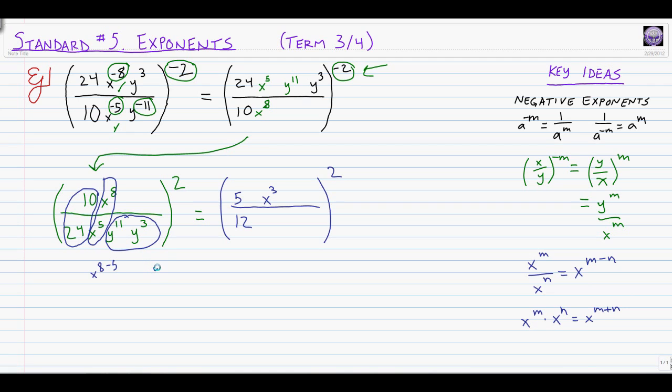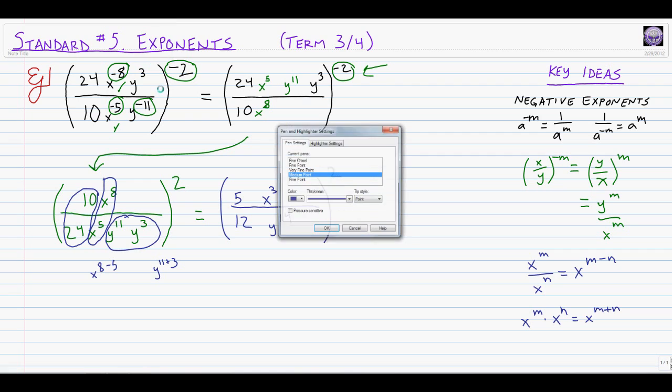Down here, y to the 11th times y to the 3rd is y to the 11 plus 3, which is y to the 14th. And there we go. We've now simplified it. We only have one of each kind of factor. We've got x to the 3rd, we've got y to the 14th, we've got 5 and 12 with no common factor. Now we just have to go through and square it.